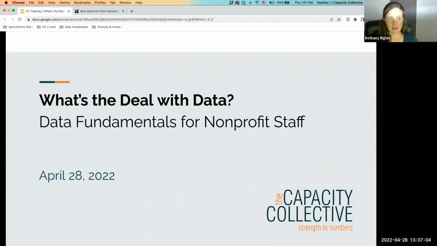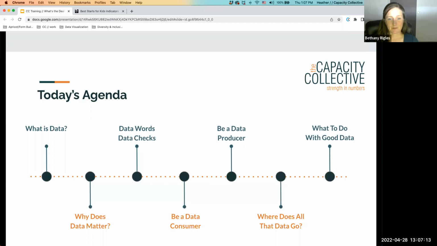So once again, this is What's the Deal with Data, data fundamentals for nonprofit staff. So today we are going to be talking about what data is and why it matters. We'll go through some different data words and data checks. We'll talk about how to be a good data consumer and a good data producer. And then we'll talk through where the data you're collecting goes, and then what you can do with good data.